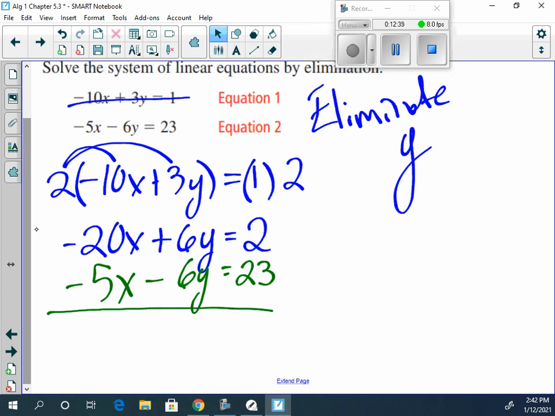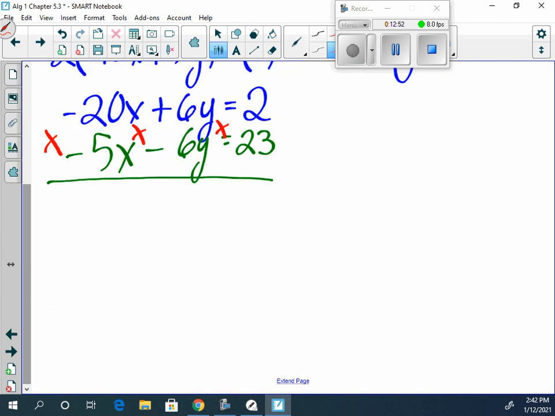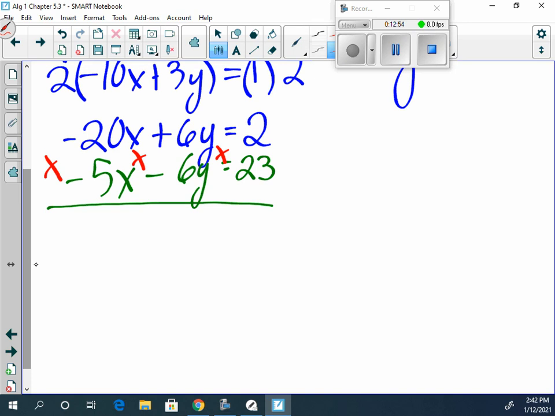Now those values of y are the same, yes? So would I add or subtract to eliminate y? Why would we add? They're opposite, because I have positive 6y and negative 6y, and positive 6y plus negative 6y is what? 0. This works out to be 0. And that's what we wanted to have happen. Yes, we wanted those two to cancel out.